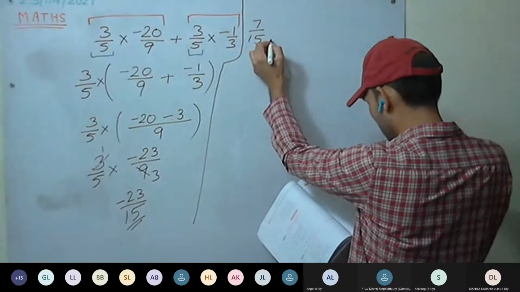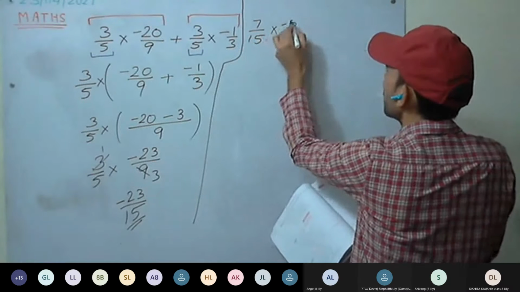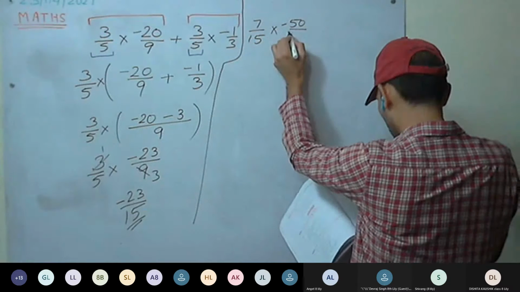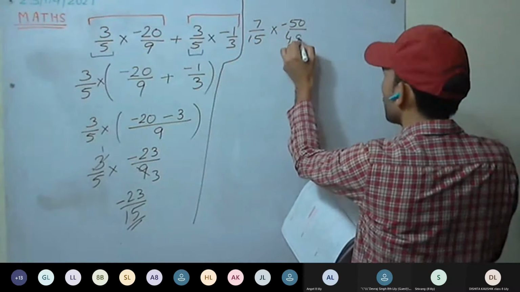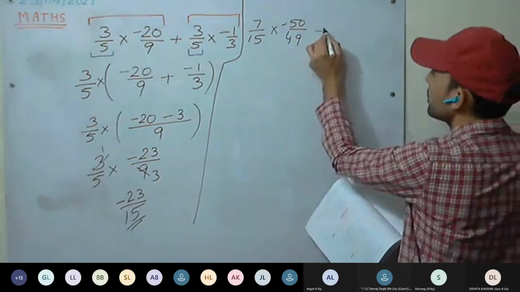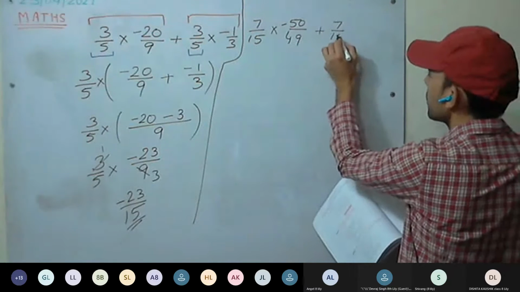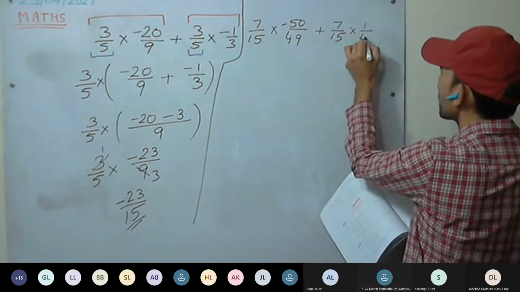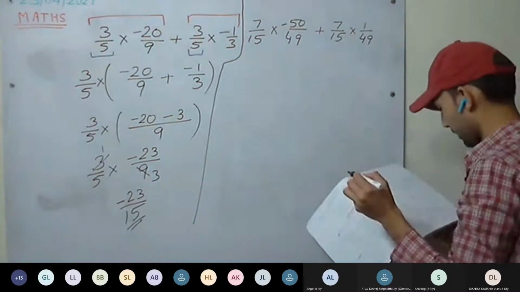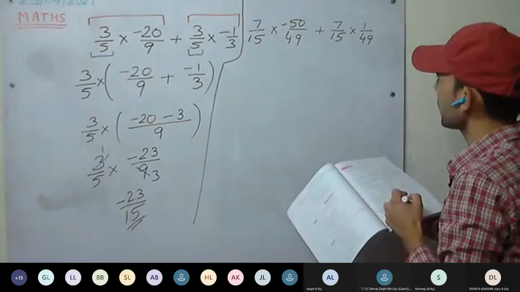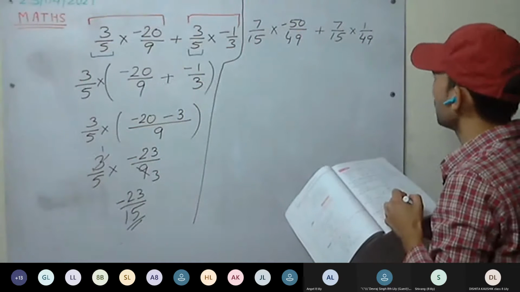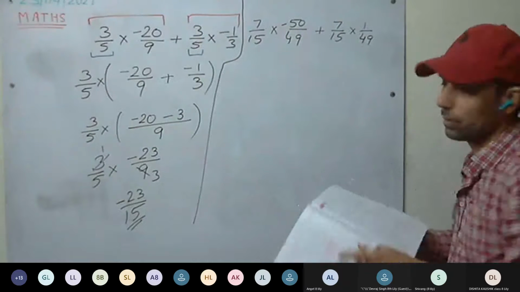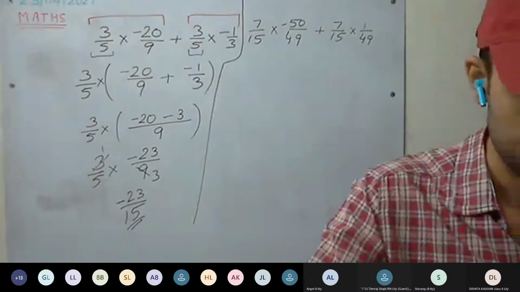Seven upon 15 into minus 50 upon 49 plus 7 upon 15 into 1 upon 49. 7 upon 15 minus 50 upon 49. 7 upon 15 into 1 upon 49.